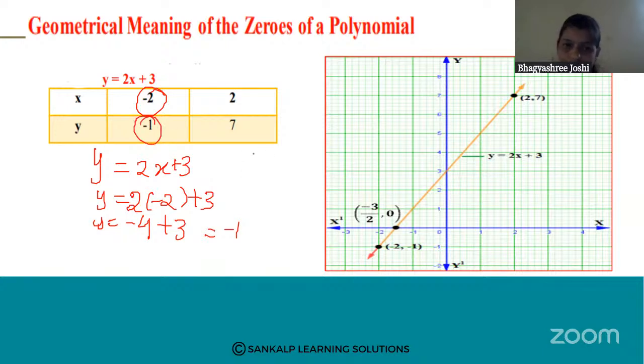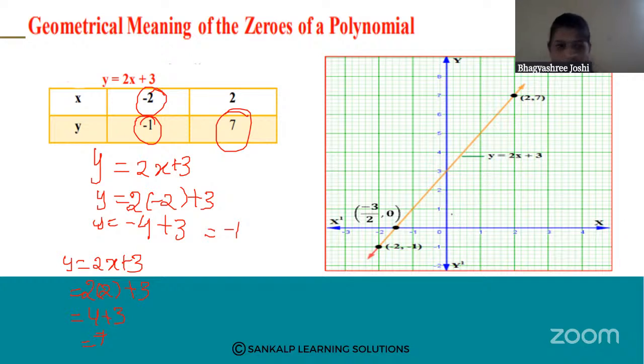When you take x is equal to 2, y is equal to 2x plus 3. X is equal to 2, 2 into 2 plus 3. 2 2s are 4, 4 plus 3 is equal to 7. When you take x is equal to 2, the y value is 7. Okay. Next, you have to plot this on the graph.